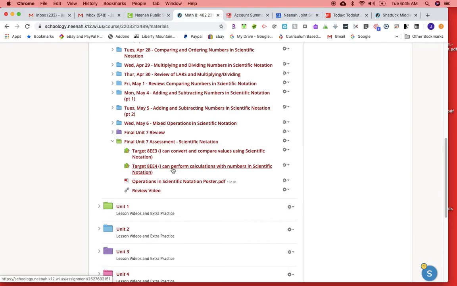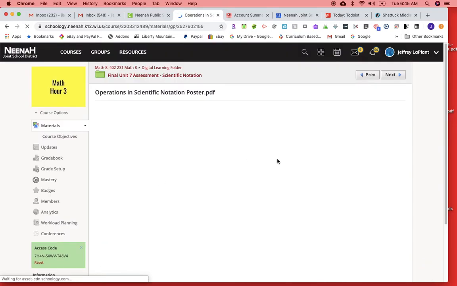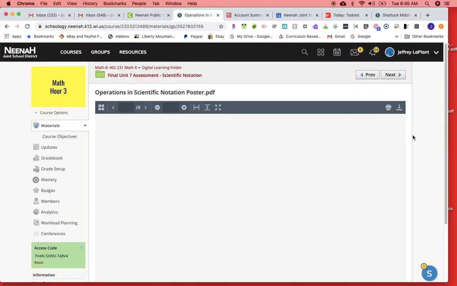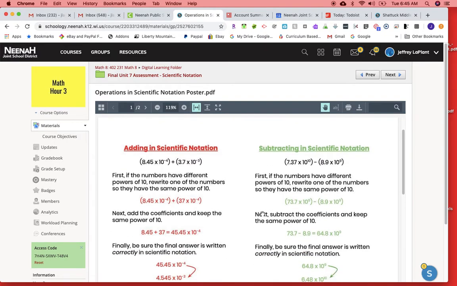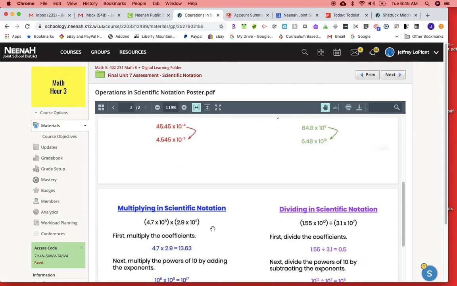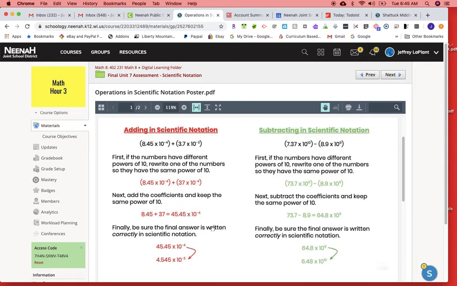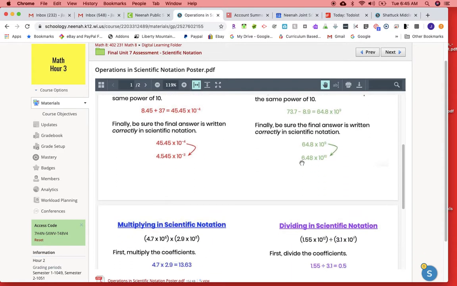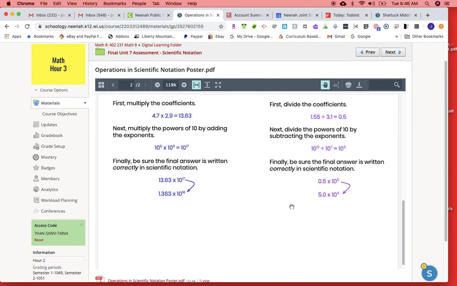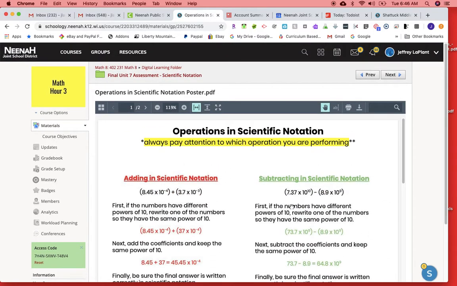Some helpful information is what she's provided you, this operations and scientific notation poster. If you click on this, it's going to bring up this poster. This will help you more for the second half of the test. It tells you the steps for how to add in scientific notation, how to subtract, how to multiply, and how to divide. That'll be very helpful. And so I want to go back.